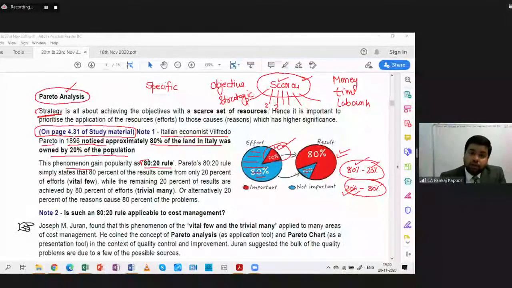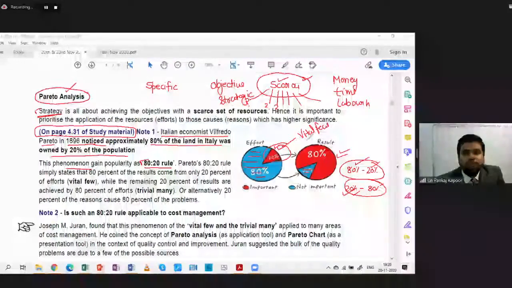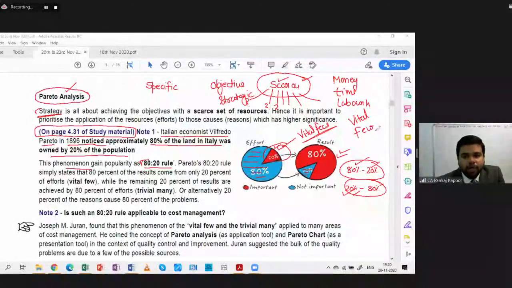Later on, after Pareto gave the principle, people started using it. What did they start saying? That this 20% effort, which causes 80% of the result, must be called the vital few. What is the name of these? Vital few. Again, I am writing it for you: VITAL FEW. Whereas the remaining 80% of the effort must be called the trivial many.